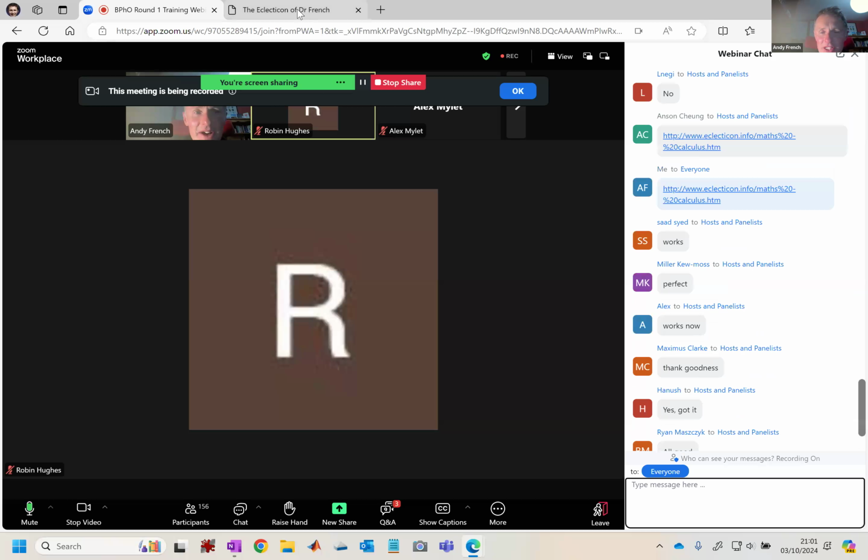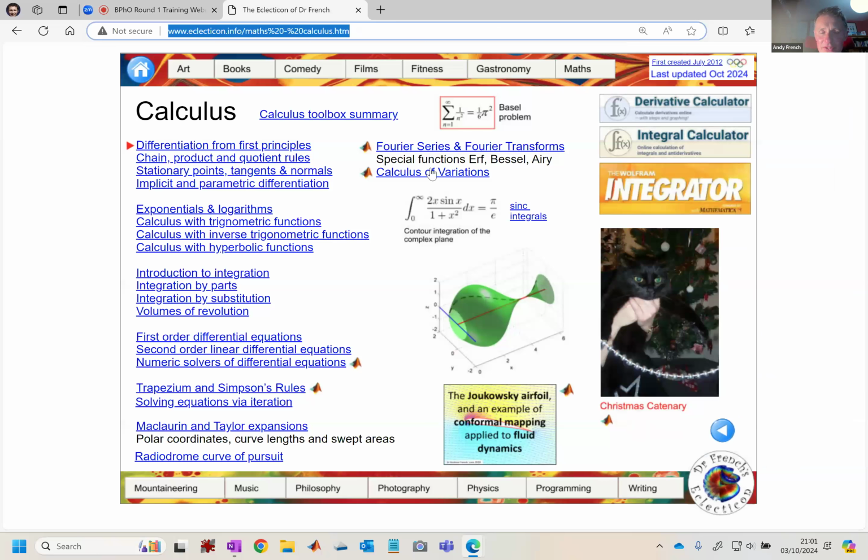So for those of you, that's obviously quite advanced calculus, but there are a lot of many things, including a Christmas catenary on this page. But one of my students was very much enjoying the calculus toolbox summary. So if you're in the lower sixth or the upper sixth and have been given some nasty calculus homework from your teachers, then this might help you out. And there are some notes and other bits and bobs as well.